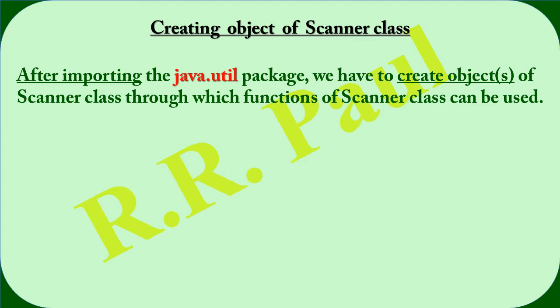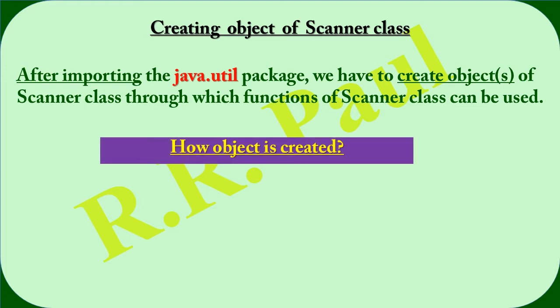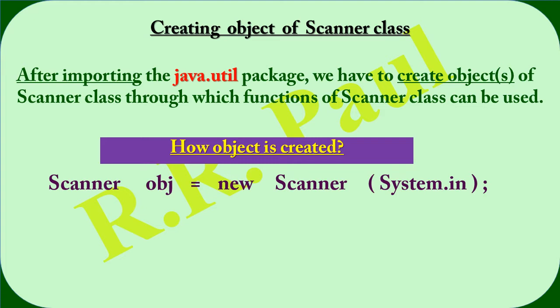After importing the Scanner class from the java.util package, now we have to create the objects of the Scanner class. Through these objects only, we can use the functions of the Scanner class. And the functions are only responsible for carrying out different tasks. So a question may come to your mind: how to create an object of the Scanner class? So this is the statement that we can write to create the object of the Scanner class. Scanner obj = new Scanner(System.in).